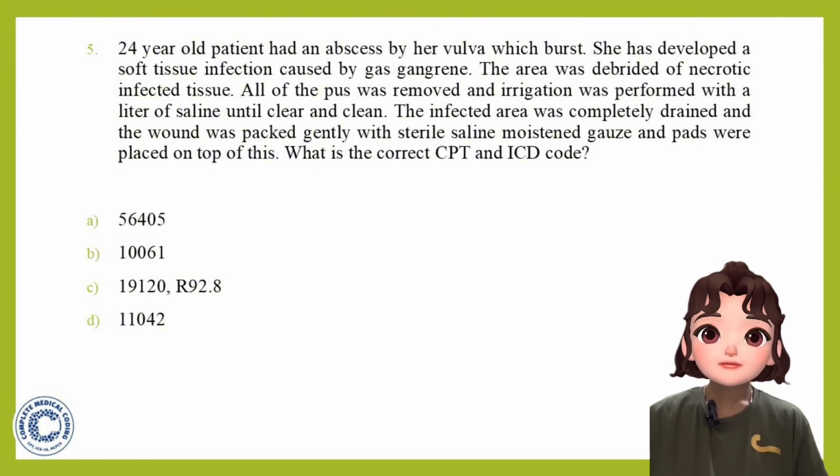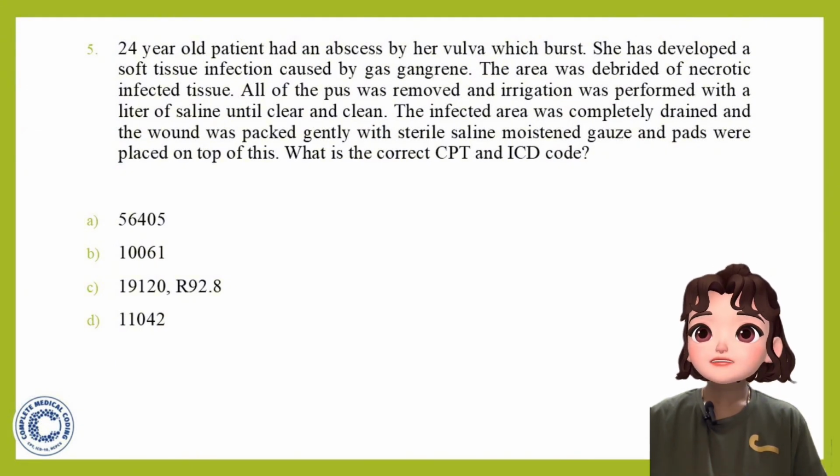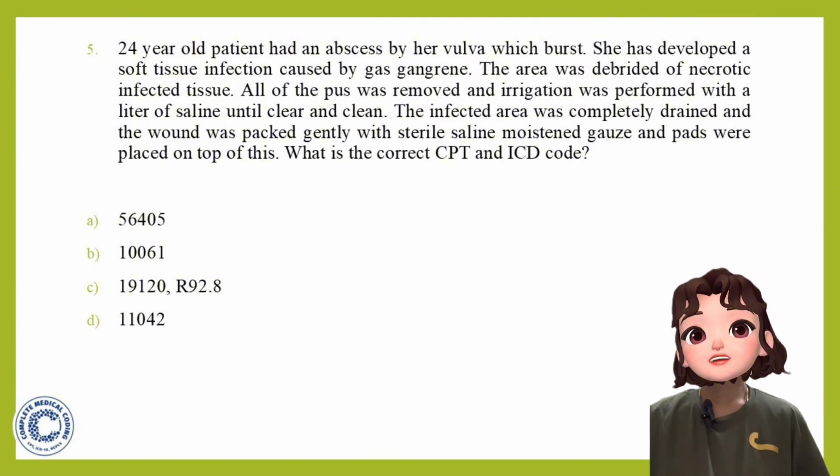Fifth question. A 24-year-old patient had an abscess by her vulva which burst. She has developed a soft tissue infection caused by gas gangrene. The area was debrided of necrotic infected tissue. All of the pus was removed and irrigation was performed with a liter of saline until clear and clean. The infected area was completely drained and the wound was packed gently with sterile saline moistened gauze and pads were placed on top of this. What is the correct CPT and ICD code?